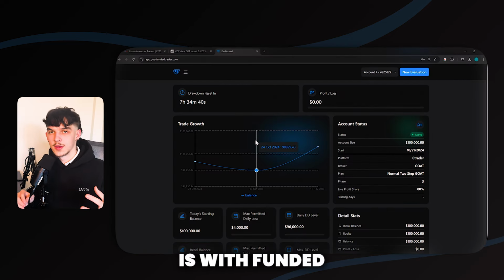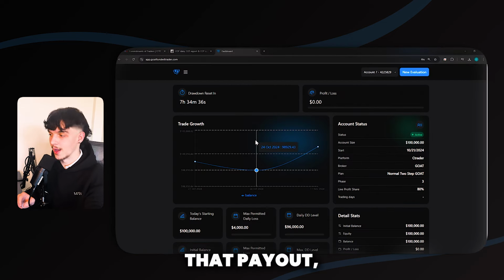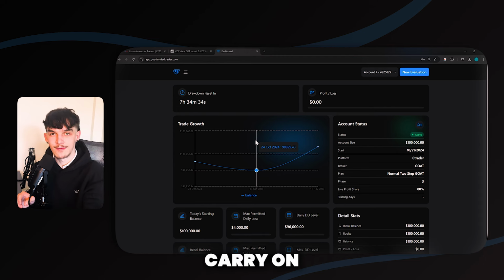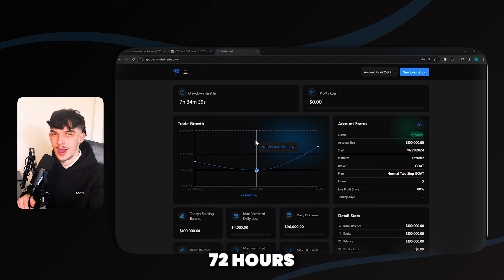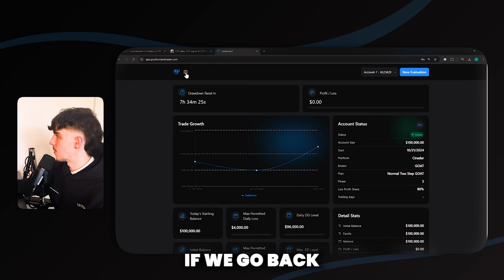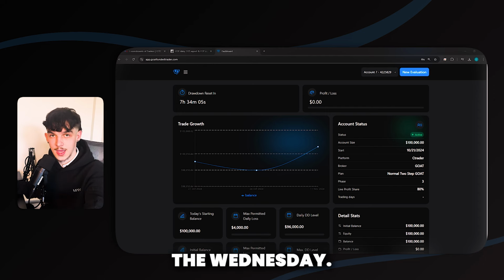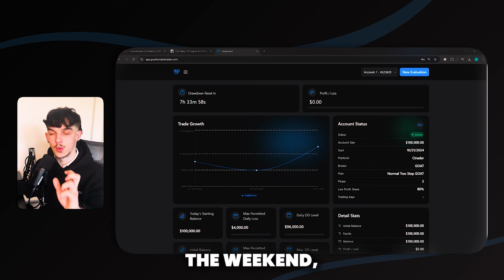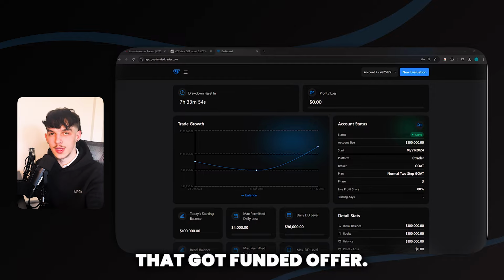Anyway, the beauty with funded accounts is once you actually make your payout and once you've secured that payout, the account is reset and you can carry on trading on it. So now the account's reset. It's usually 72 hours to get a payout from GoFunded. I got my payout, if we go back onto the dashboard. I requested my payout on the Wednesday. We then actually secured the profit in my account on the Monday. So again, excluding the weekend, it was under the 72-hour benchmark that GoFunded offer.